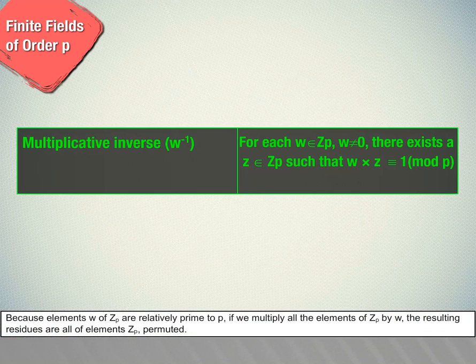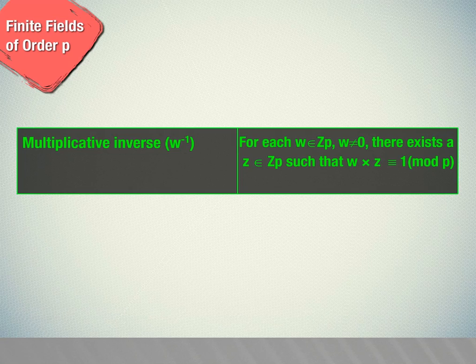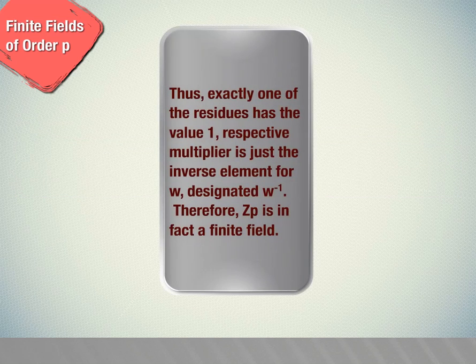Because elements W of Zp are relatively prime to P, if we multiply all the elements of Zp by W, the resulting residues are all the elements of Zp permuted. Multiplicative inverse, W inverse: for each W belonging to Zp, W not equal to 0, there exists a Z belonging to Zp such that W into Z is equal to 1 mod P. Thus, exactly one of the residues has the value 1, and the respective multiplier is the inverse element for W, designated W inverse. Therefore, Zp is in fact a finite field.